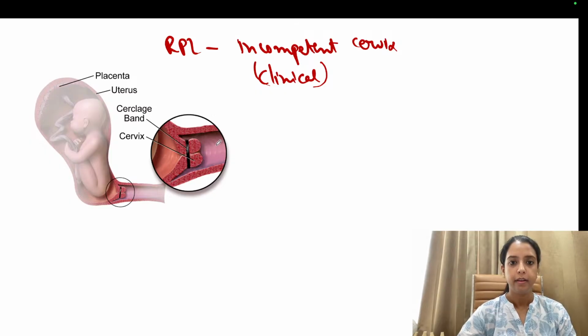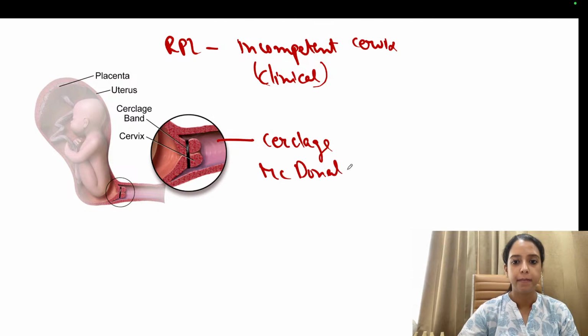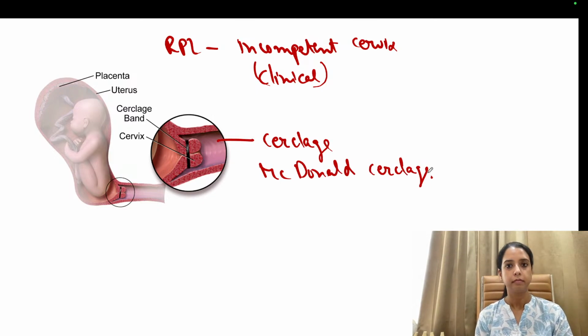And what is this procedure being done here? This one, it is cerclage. And if someone especially asks, what is this cerclage? Which one is this cerclage? It is McDonald cerclage done vaginally. It is McDonald cerclage. Okay?